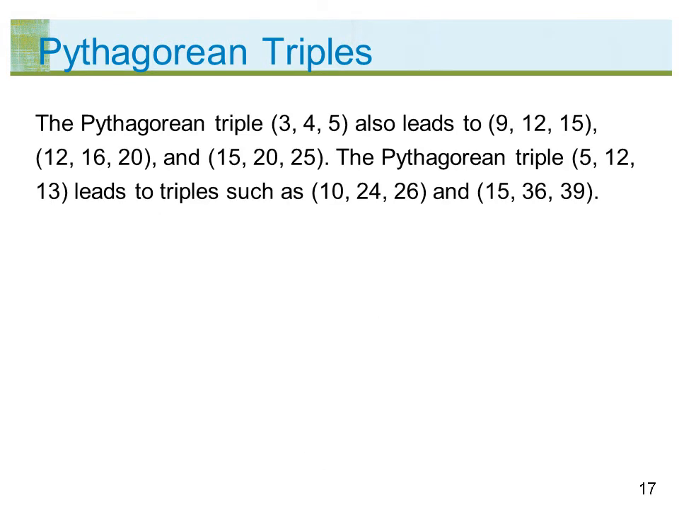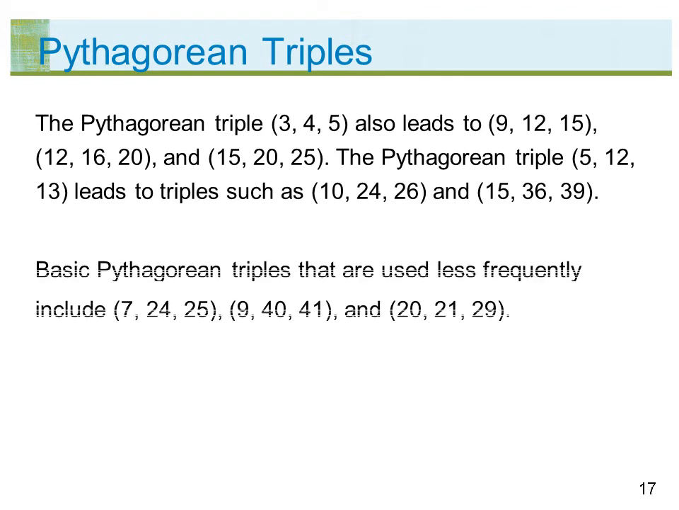The Pythagorean triple 3, 4, 5 also leads to 9, 12, 15; 12, 16, 20; and 15, 20, 25. The Pythagorean triple 5, 12, 13 leads to triples such as 10, 24, 26 and 15, 36, 39. Basic Pythagorean triples that are used less frequently include 7, 24, 25; 9, 40, 41; and 20, 21, 29.